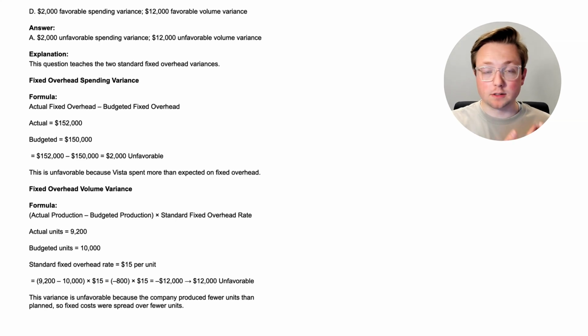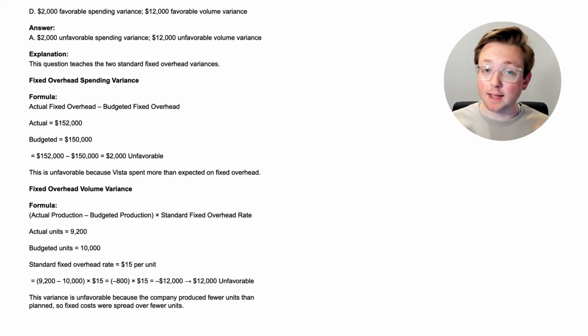So the fixed costs, they spent more than they were expecting, and they made fewer units than they were expecting to make. And so those costs are across fewer items. So this one is a little bit different than the variable because the fixed amount doesn't change. It's $15 per unit. That's how it is. But it's unfavorable in this case because they made fewer units than they were budgeted to make. So they are 800 short of what they wanted. So that's why it's a $12,000 unfavorable variance.